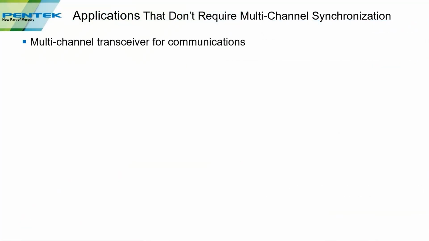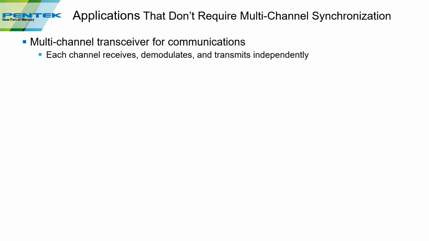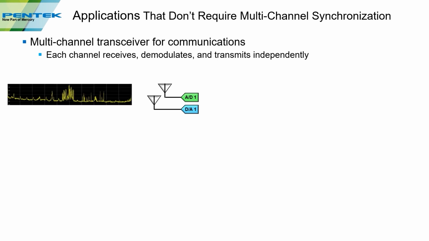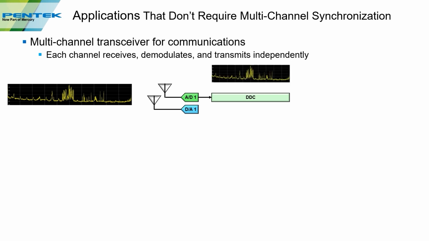An example might be a multi-channel transceiver for communications. In this case, each channel receives, demodulates, or modulates, and then transmits pretty much independently. And this is what it looks like. I've represented this system with a single channel with an A to D for receive and a D to A for transmit. Now there's some signal out there that you're trying to receive. It's probably a communication signal again in this system. That'll go to possibly a digital down converter or a DDC. The reason for that is that it allows you to take the entire spectrum and tune it in to a specific band that you're interested in.